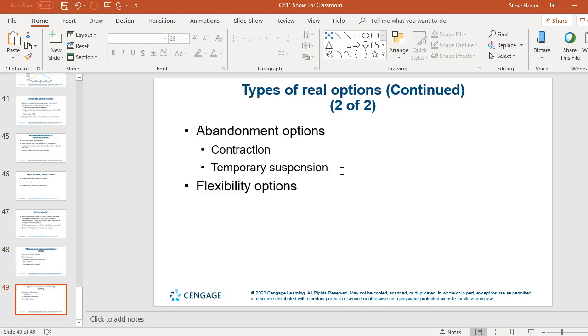And sometimes the best answer is just we abandon the project, we contract, or we just temporarily suspend it until market conditions improve. But the more options we have, the better off any project is. Okay, so that was chapter 11. I think you'll find it informational and useful when you do the homework.